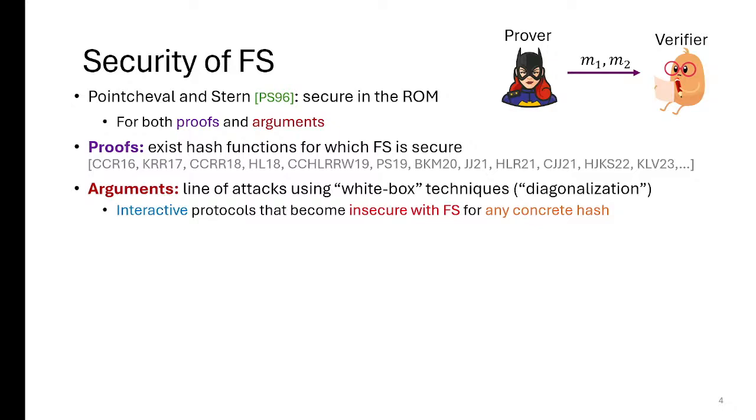And what do I mean by this? I mean an interactive protocol, which is secure as a Sigma protocol or as an interactive protocol, but it's insecure after making it non-interactive for any concrete hash function. So we're not going to be able to prove that any hash function with any property will be secure. This is when we actually instantiate it concretely.